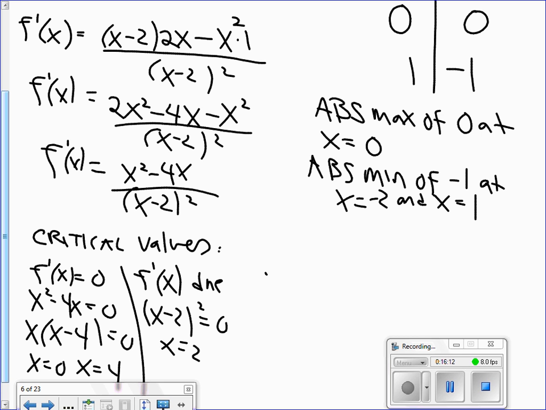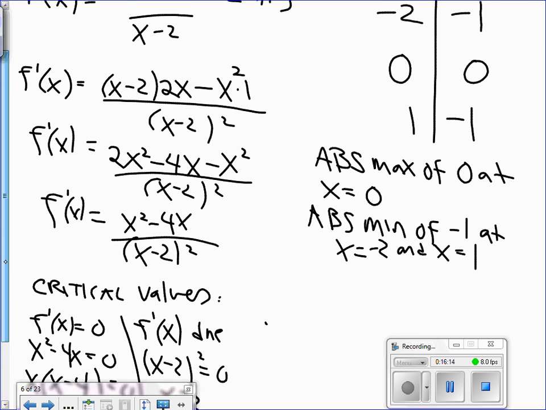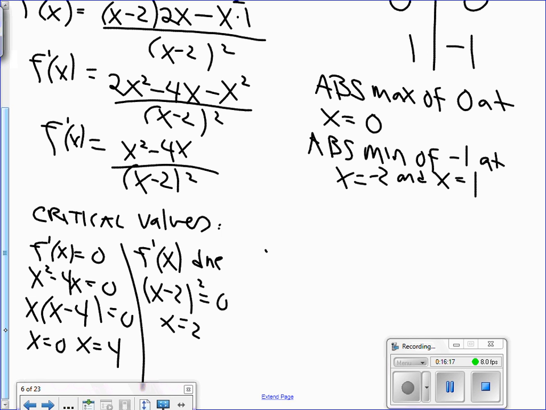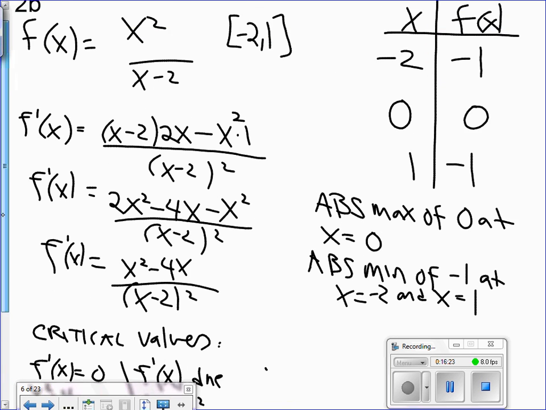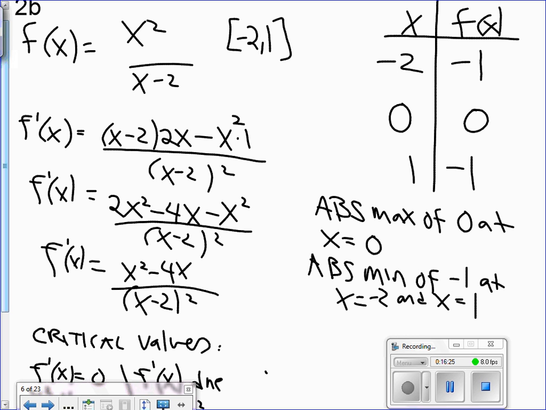So this interval was -2 to 1. The only critical value between -2 and 1 is 0. So you only have to figure out the y coordinate at -2, 1, and 0. Because you're just looking for the max and the min value over that interval. So you compare these. The absolute max is 0, which occurs at x equals 0. And the absolute min is -1, which occurs at both x equals -2 and at x equals 1. Questions on that one?